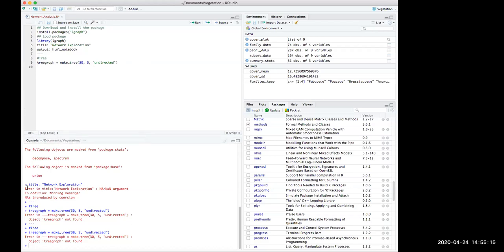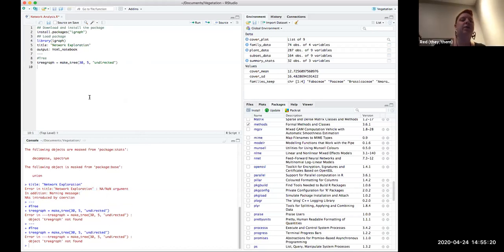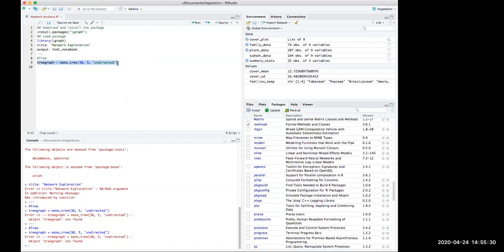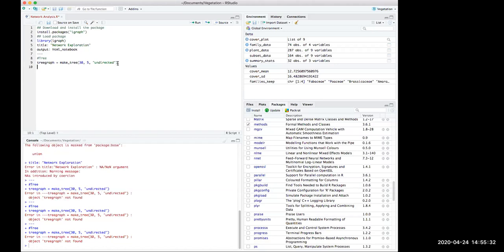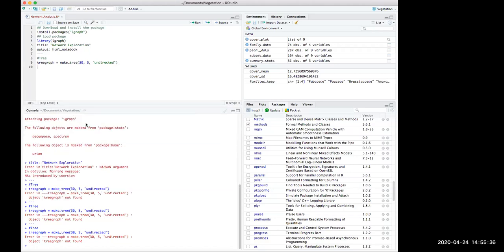And then I get this error. Oh, okay. So you're trying to run the entire thing, I think. So if you just select the tree graph line. This? Mm-hmm. And hit the run button. I still get the error down at the bottom.